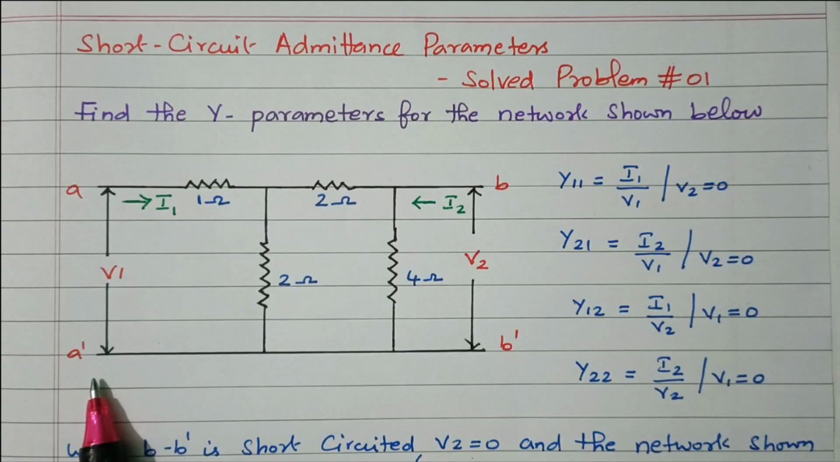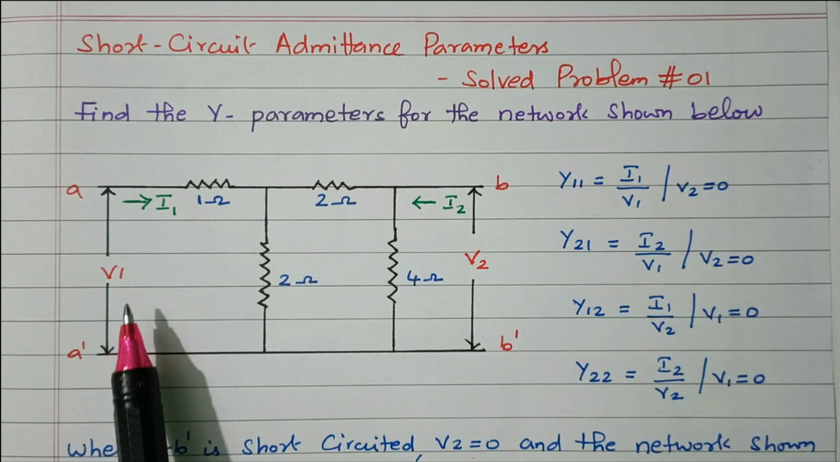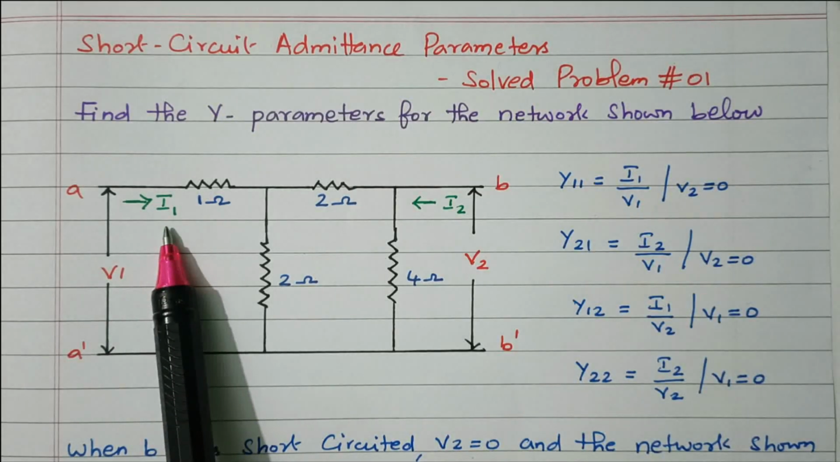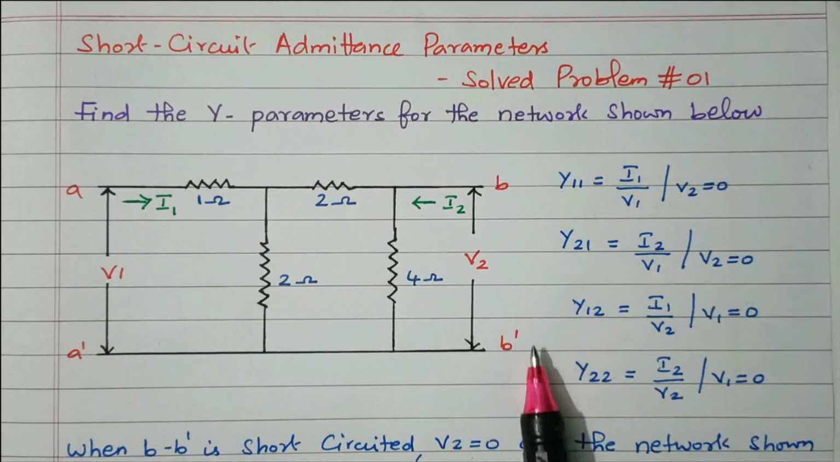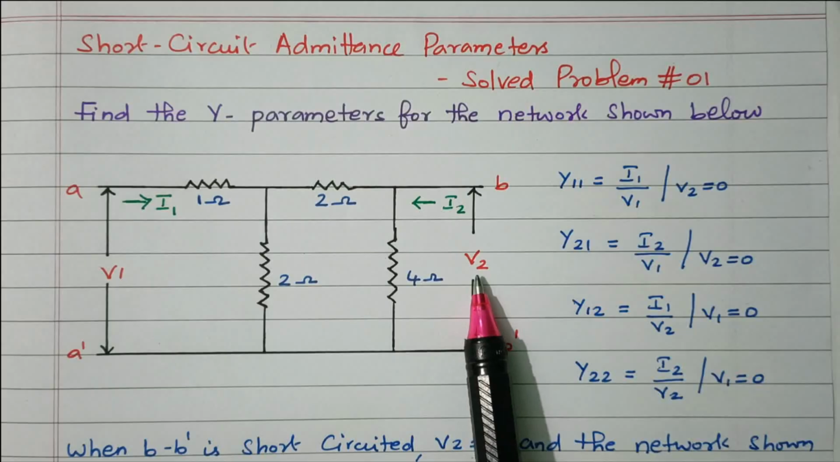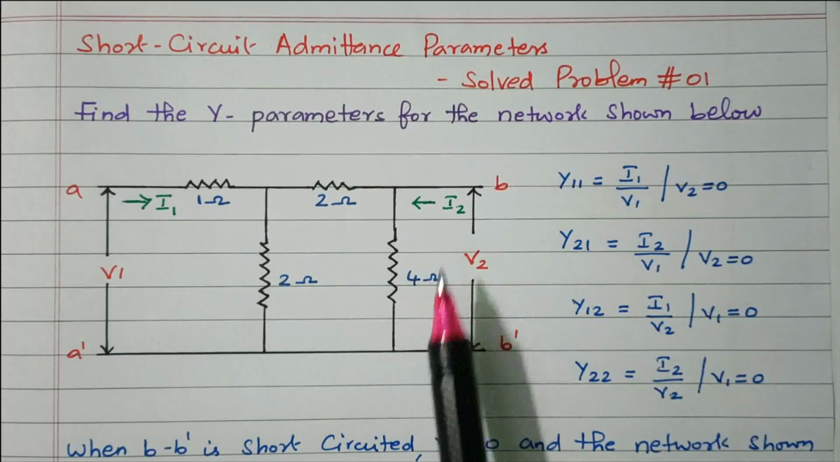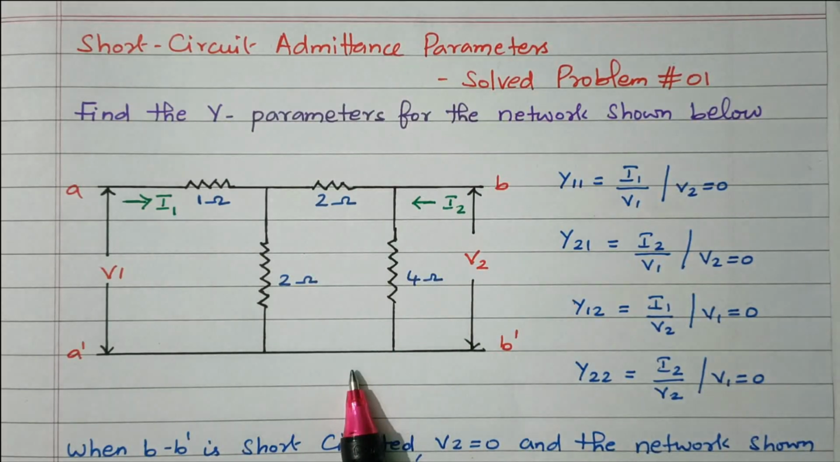This is a two-port network. The input port is A A dash. Input voltage is V1, input current is I1. B B dash is the output port. V2 is the output voltage, I2 is the output current. For this network we need to find the Y parameters.